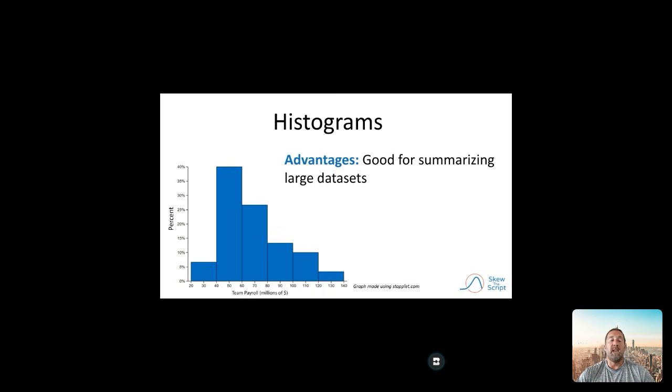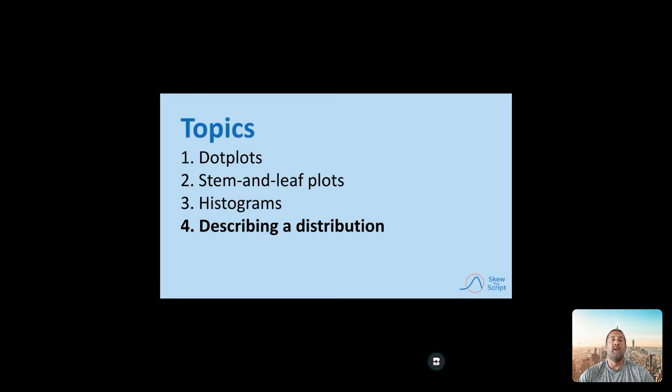The key advantage of histograms is they're great for summarizing large data sets, as the bins help to group the data, making the patterns easier to see. However, the largest disadvantage is that you can't see individual data values. Instead, you can only see an interval that contains the exact values.